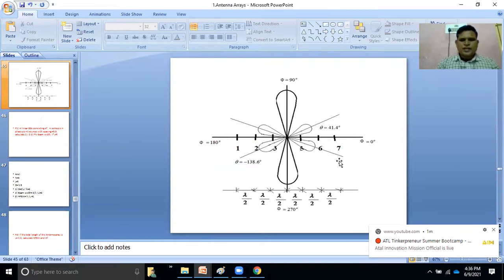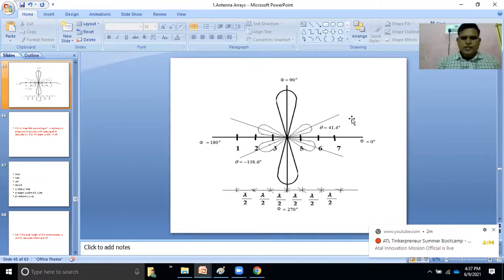If you see the radiation pattern of this antenna, it looks like this. See here, I have plotted how many antennas I am using. Actually, this is not 8 elements, it's 4 elements, I think. The broadside array has n elements, and the radiation pattern looks like this.